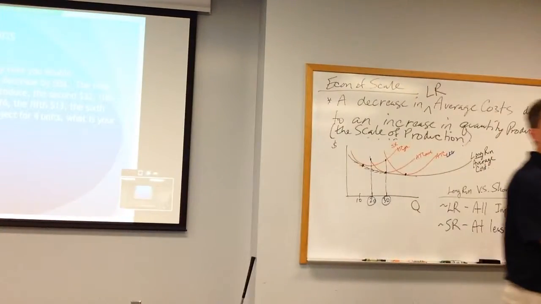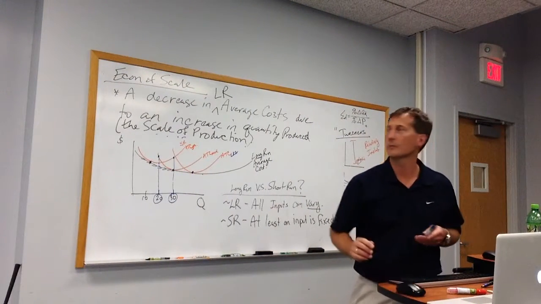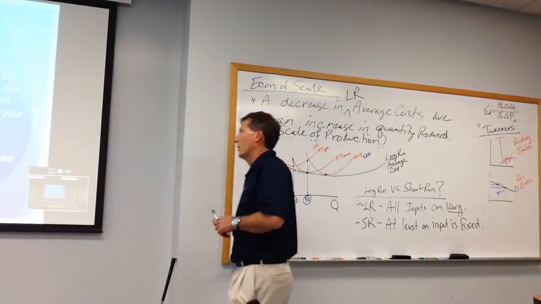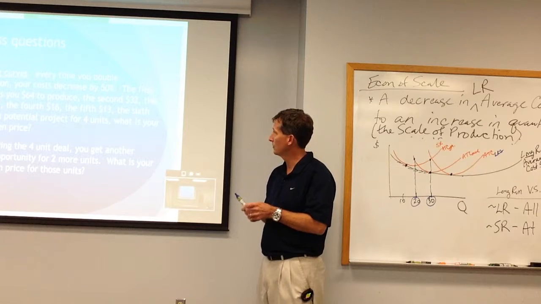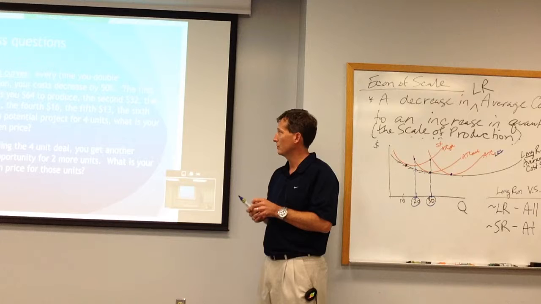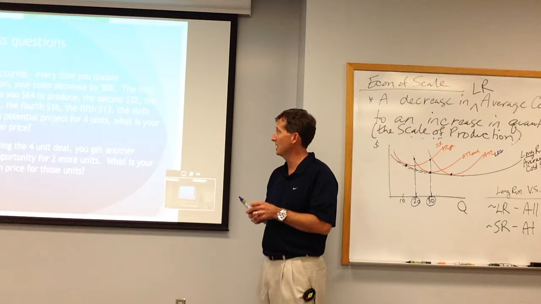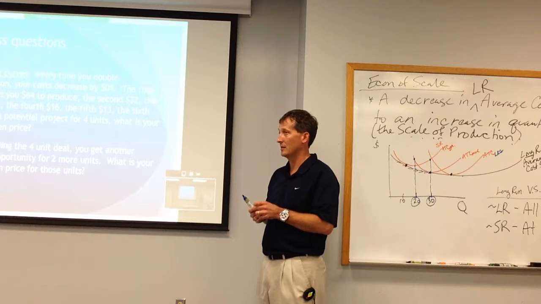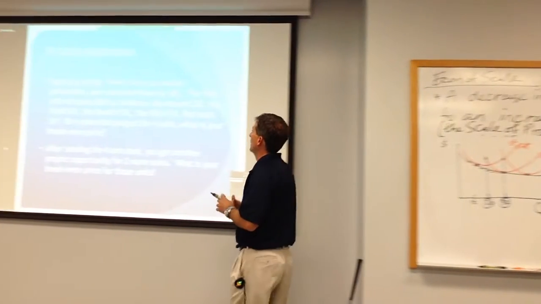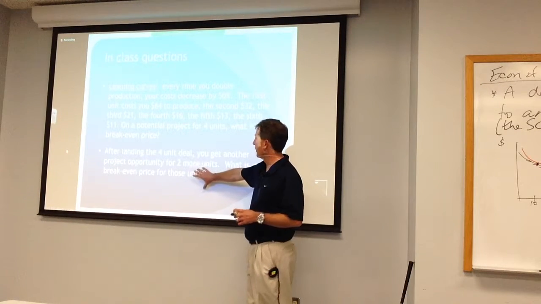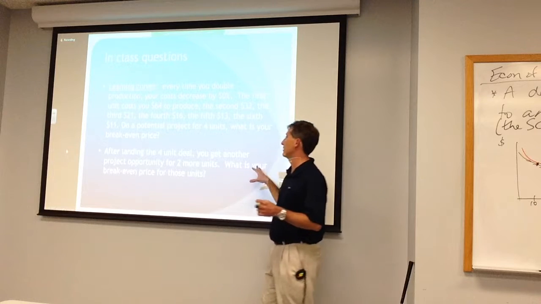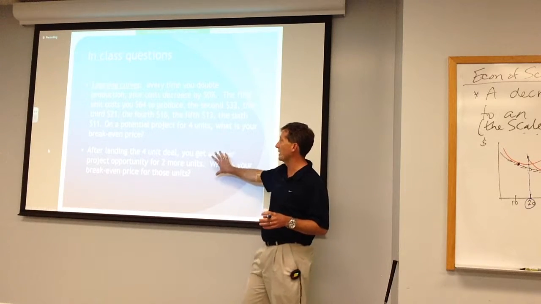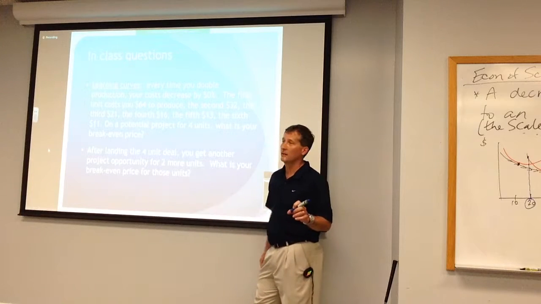All right, so $33. Everybody get that? Now, for 2 more units, or to make it 6? So it's 2 more units on top of what we had already. So it'd be adding on the 5th and 6th unit. So what is your break-even price on those units? You get another project opportunity. It's a different deal. 2 more units.